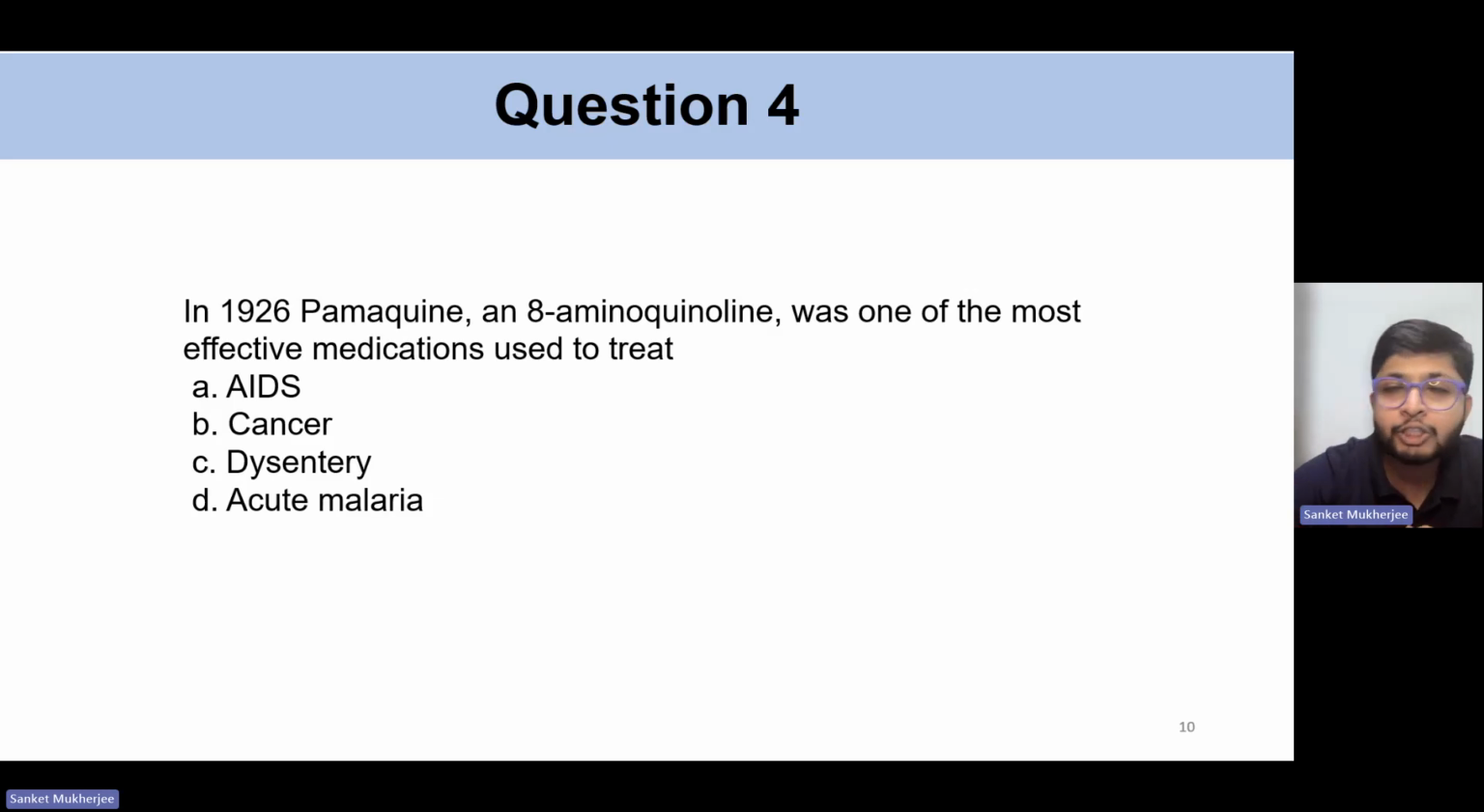So let's go to the next question. In 1926, Pamaquine, an 8-aminoquinoline, was one of the most effective medications used to treat: A, AIDS; B, cancer; C, dysentery; or D, acute malaria. I'll give you a couple of minutes to think on this, and then we'll discuss the answer.